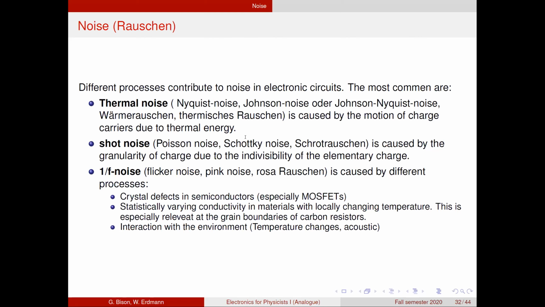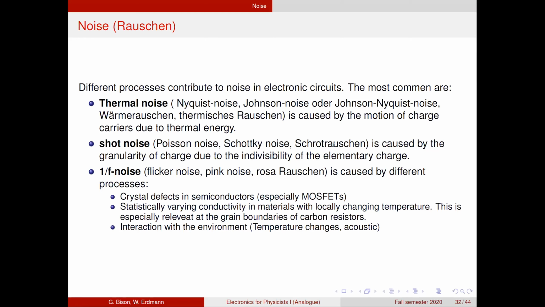Then there's shot noise. It's also unavoidable. Also called Poisson noise, Schottky noise, Schrotrauschen in German, it is caused by the granularity of charge. Yeah, so if you move one electron at a time, that's the smallest steps you can make. And now the electrons, for example, simply flowing in a cable, they arrive at statistically distributed times, and so they produce a current that is like granular and has a random component to it, and this is shot noise.